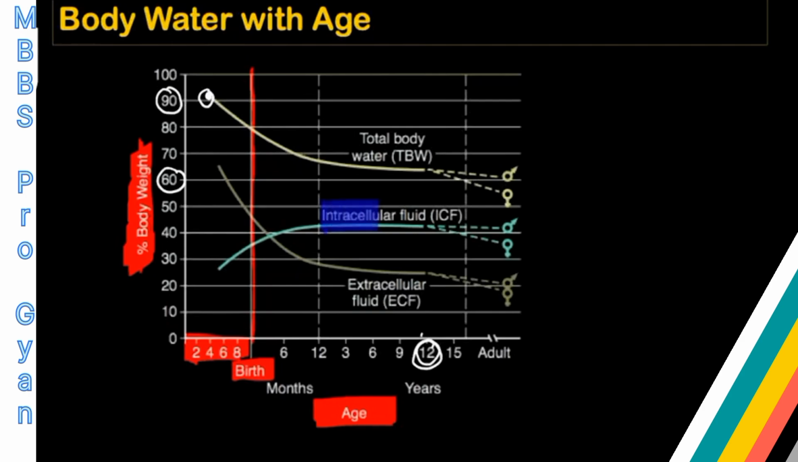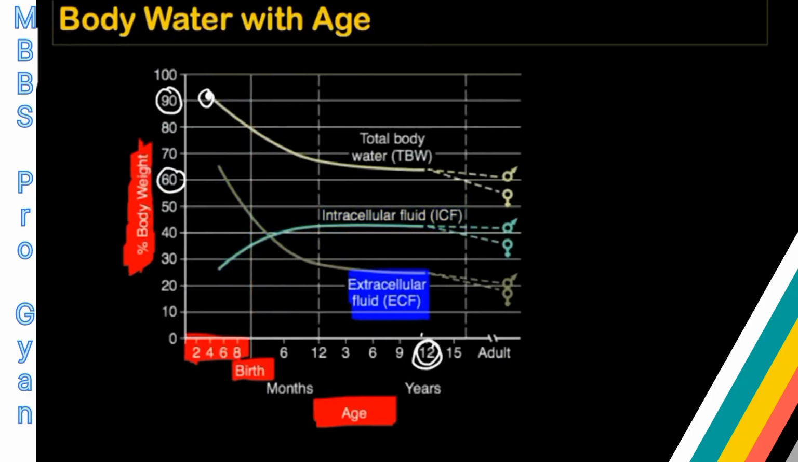Now we are looking at the intracellular fluid and extracellular fluid curve. We know that in adults, intracellular fluid is 2/3 of the total body water, and extracellular fluid is 1/3 of the total body water. But look at intrauterine life: if you look at this intracellular fluid volume curve, you can find out that in intrauterine life, the ICF is lower than ECF. Getting my point? ECF is very, very high in the intrauterine life.